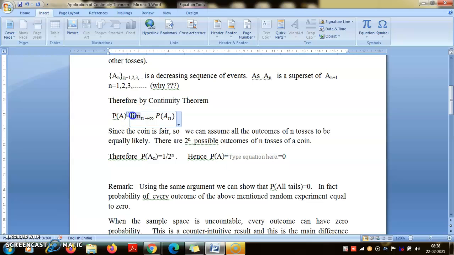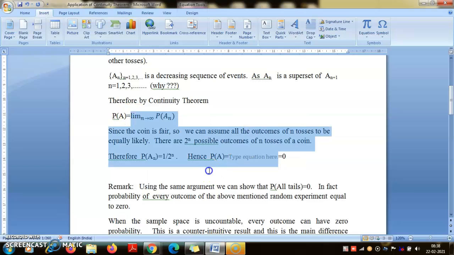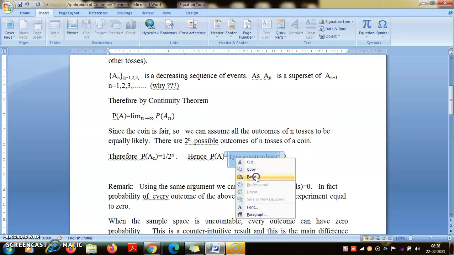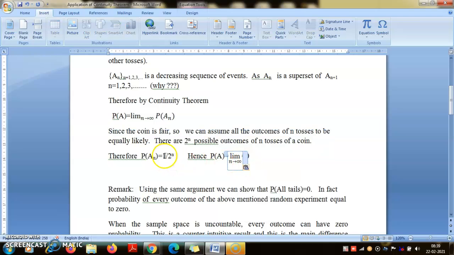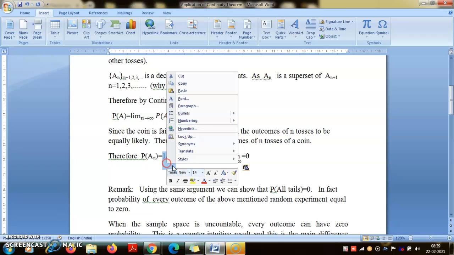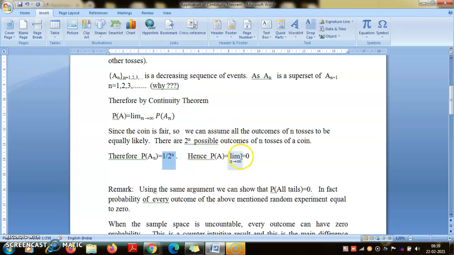Let me try once more. Copy, yes. Paste. So the limit as n tends to infinity of 1 by 2 to the power n is equal to 0.